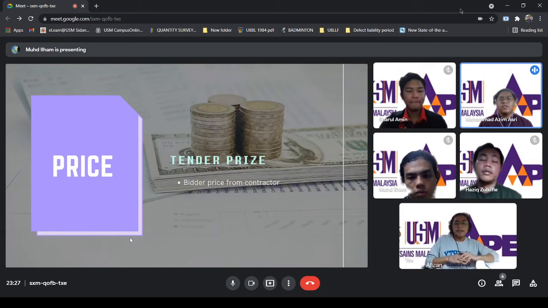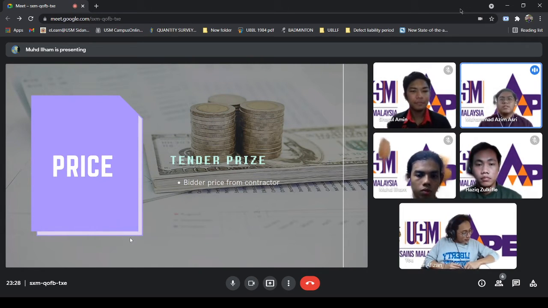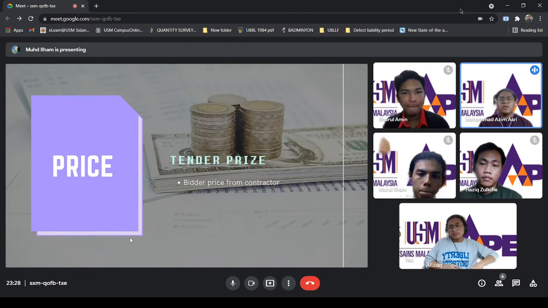Okay, for the pricing criteria, we will focus on the bid prices submitted by the contractor, and the tender price for this project is 450 million ringgit Malaysia. So basically, contractors who bid a price close to 150 million ringgit and less than 150 million ringgit will get a high mark in the scoring system. So for the next slide, please.